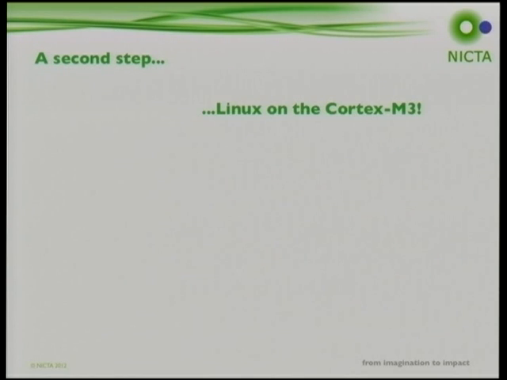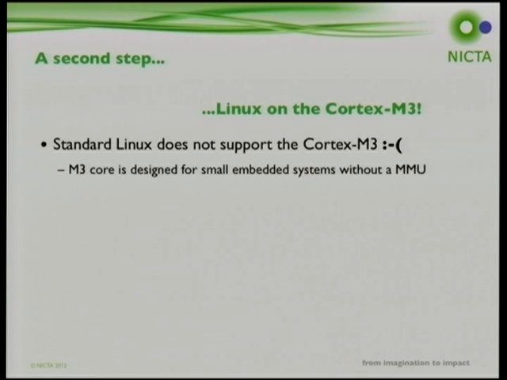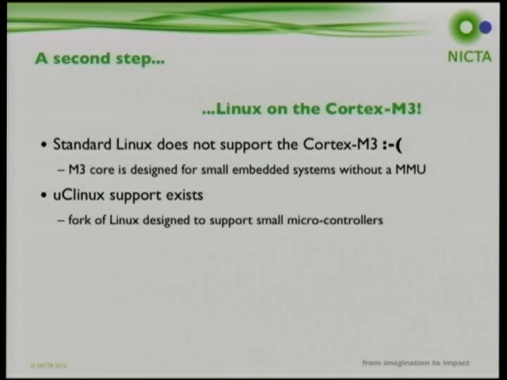Next, we need to get Linux running on the Cortex M3s. Initially, there was no support for standard Linux running on the Cortex M3s. This is because the Cortex M3s are small embedded microcontrollers which are designed to run in systems without much memory management support. So there was no existing support. However, there was some support for running uClinux on the M3s. uClinux is a fork of the standard Linux that is designed to run on small microcontrollers like the M3.